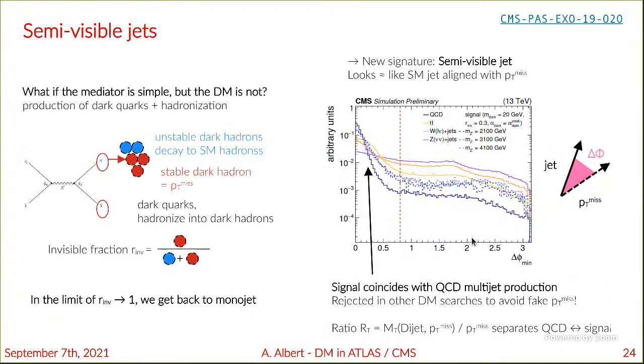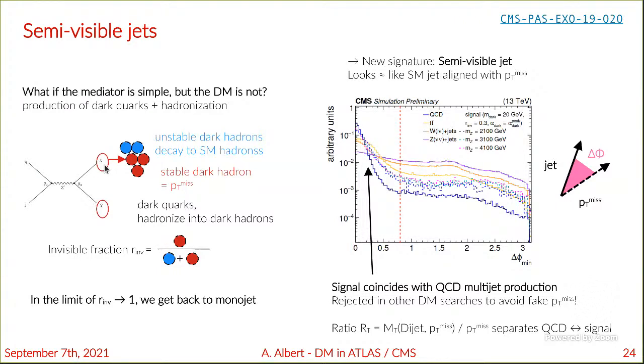And then the last search that I want to show is probably the most exotic, and it goes in the same direction. Now the question is, what if we don't think about the Higgs mechanism, but we think about QCD? What if there's such a thing as dark QCD? And we can produce dark sector particles in a completely boring way as we have done before, but they now have a QCD interaction in the dark sector.